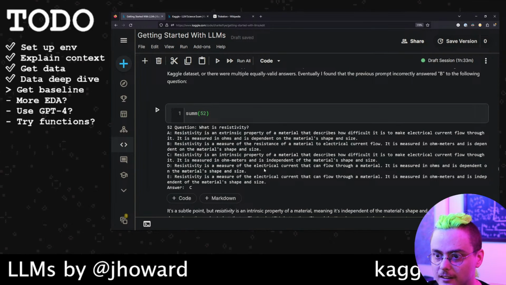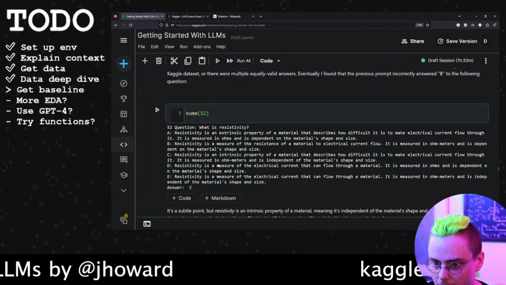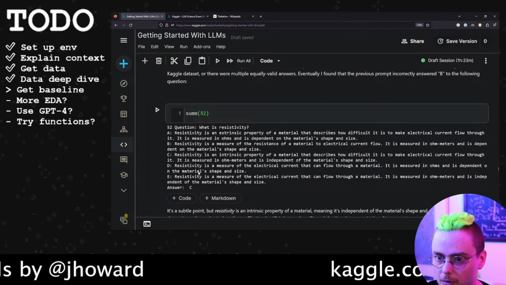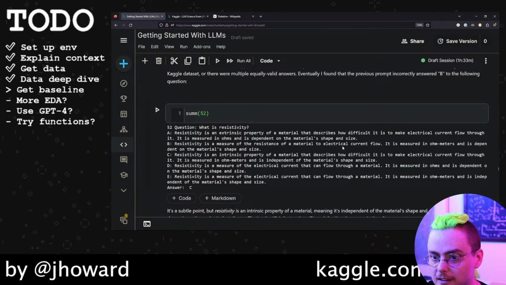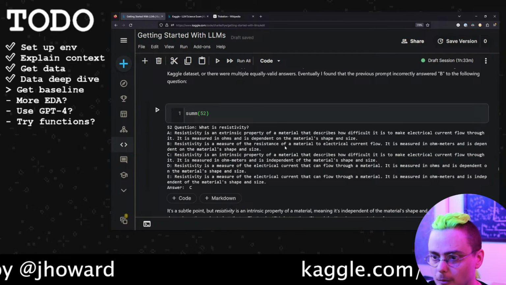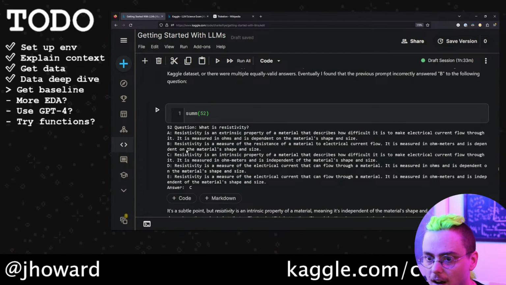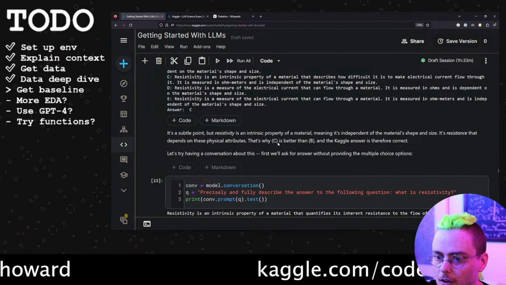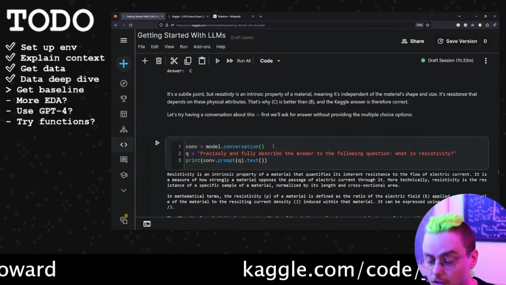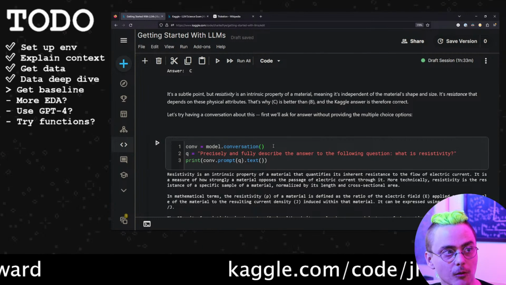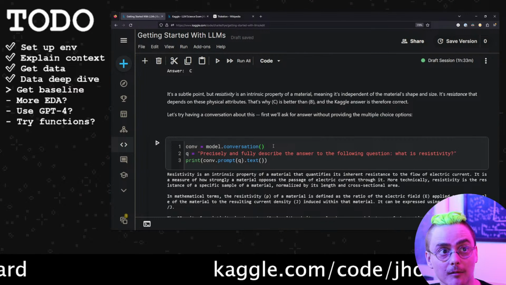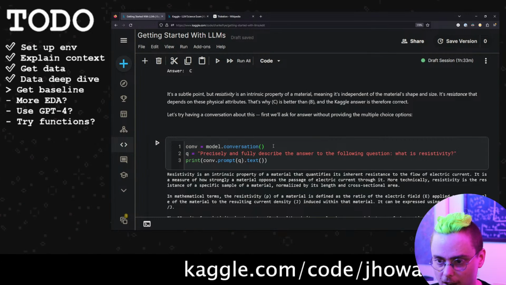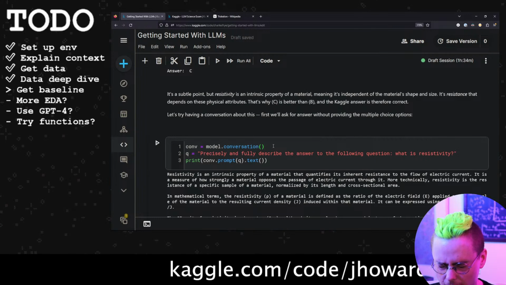So that's the distinction here, and the model got the answer incorrect with the previous prompt. It pretended that resistivity was the same thing as resistance, and said it was dependent on the material's shape and size. So let's try doing a more "let's think step-by-step" style in a conversation. This is also something you can totally do in the chat API. We could go over to chat.openai and run it there.